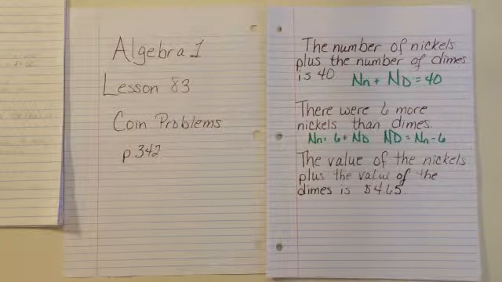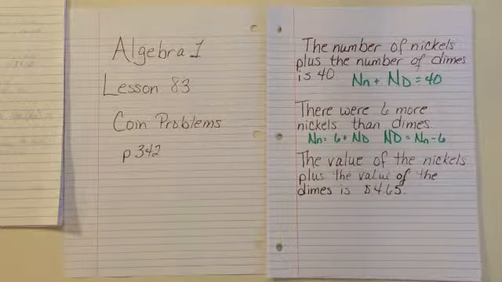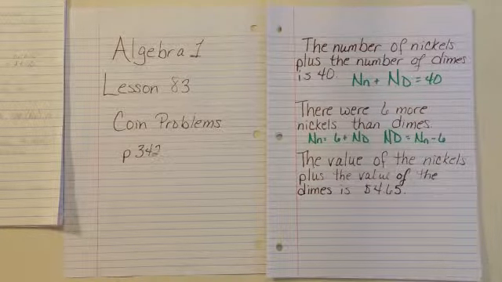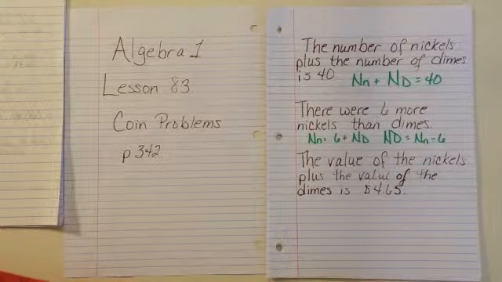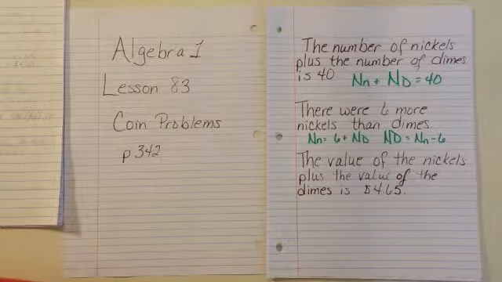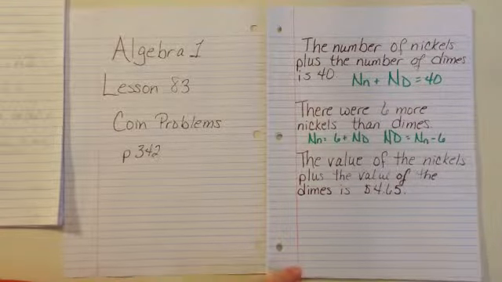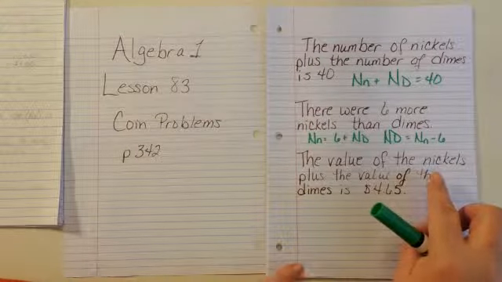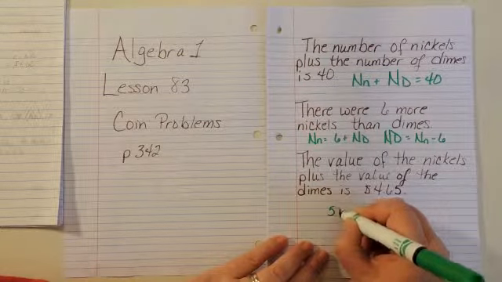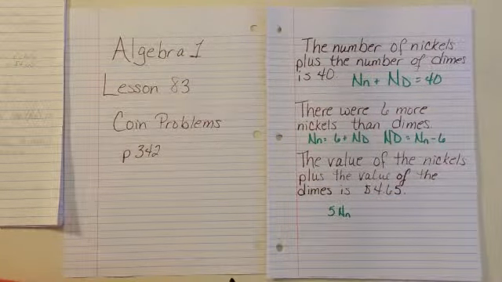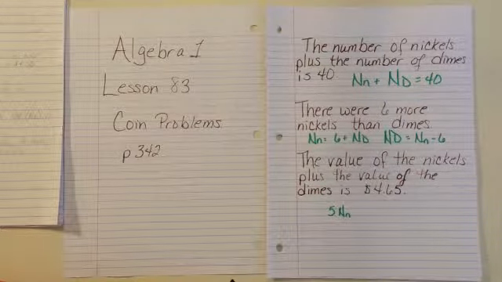If we say the value of the nickels plus the value of the dimes is $4.65, then let's figure out how to write this. The value of the nickels is 5 cents times the number of nickels, right? If we have 1 nickel, it's 5 cents times 1 nickel. If we have 2 nickels, it's 5 cents times 2 nickels, right? So in this case, we have some nickels. We don't know how many. So we're going to say 5 times the number of nickels. That's the value of the nickels we have.